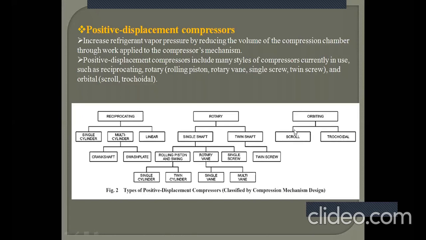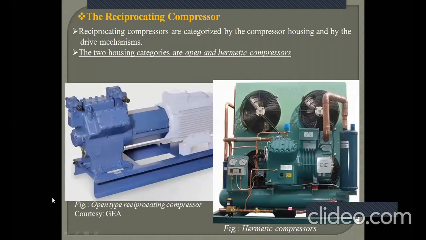But the scroll compressor is quite popular, which we'll see in a while. In case of rotary, the screw compressor is quite popular and widely used. And in reciprocating, of course, single cylinder and multi-cylinder reciprocating compressors are widely used. So this is the family of positive displacement compressors.